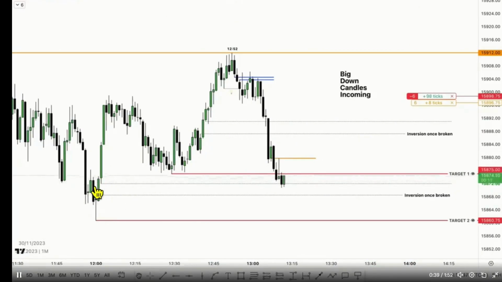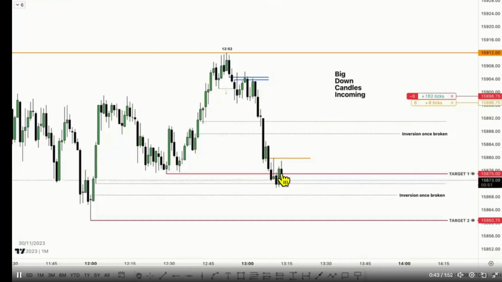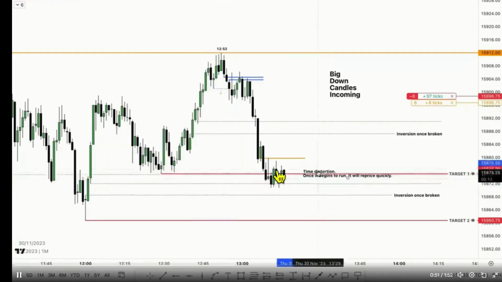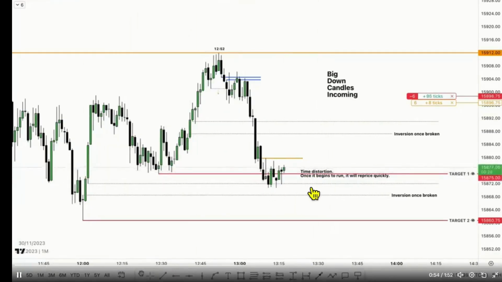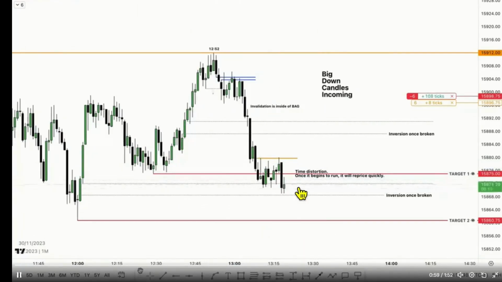Then this BC should also act as an inversion once broken, but think back to what I outlined to you in the market maker buy model schematics. Whenever there's a BC, an imbalance in deep discount, right before the original consolidation, price could find, in this case, support there before it continues lower. And that's what we see here. Price taps into this BC and it doesn't straight break through it. Instead, it spends some time around this price range, which is time distortion. And once it begins to run, it will reprice quickly, as you can see right here.